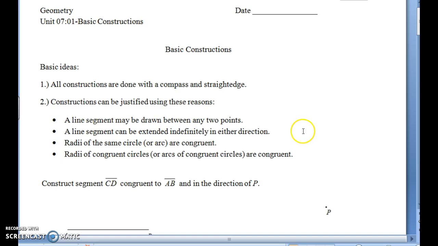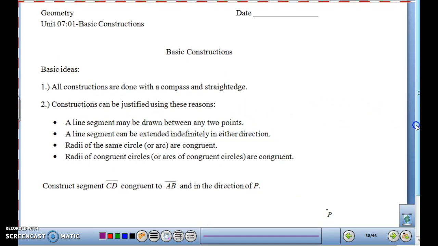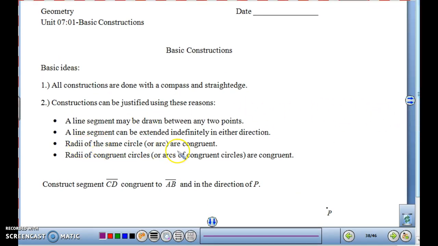Now, why constructions work is for these reasons. A line segment may be drawn between any 2 points. That's true. A line segment can be extended indefinitely in either direction. You can make a line segment as long or as short as you want. Radii of the same circle or arc are congruent. So no matter where you draw a radius on a circle, it's going to be the same. And if you draw an arc also. And if you draw radii of congruent circles, they're also going to be congruent. So using these facts about constructions, we can actually do our basic constructions and use them to draw other things.